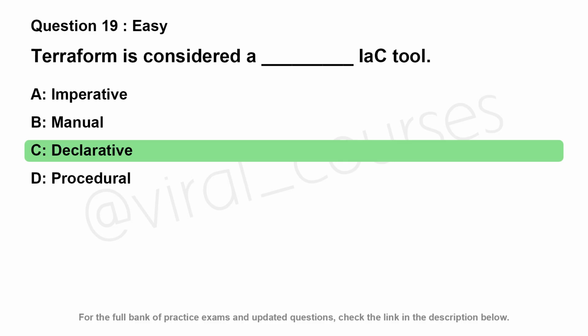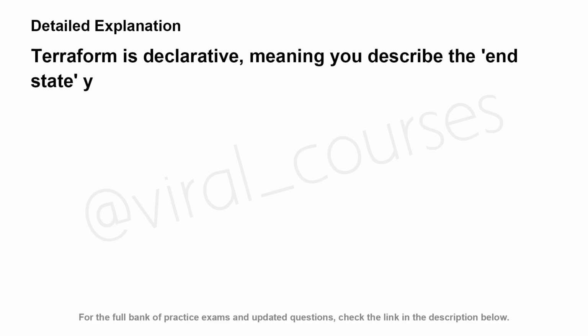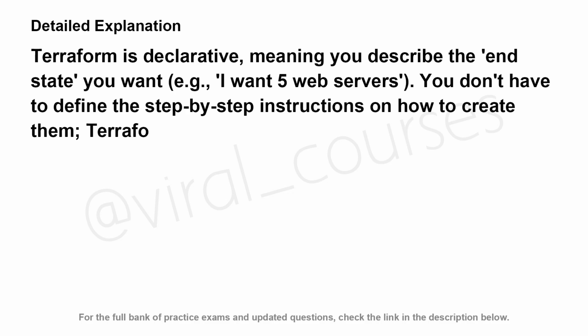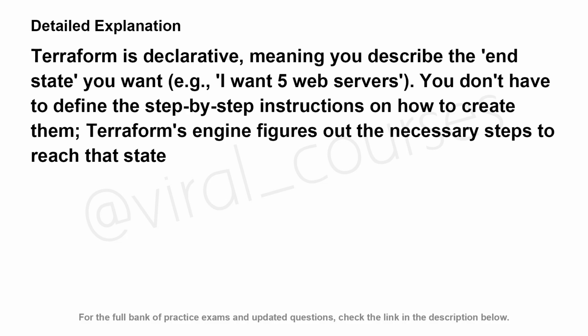The correct answer is C. Terraform is declarative, meaning you describe the end state you want, e.g., I want 5 web servers. You don't have to define the step-by-step instructions on how to create them. Terraform's engine figures out the necessary steps to reach that state.